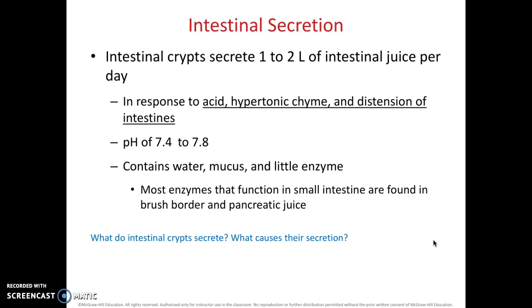So these intestinal crypts, remember those are where the bacteria, they help with bacteria. They also secrete intestinal juice, and this is in response to acid, hypertonic chyme, and the distension of the intestines. The intestinal juice is made up of water, mucus, and some enzymes. Most of the enzymes that function in the small intestine come from the brush border, which again, remember those are the microvilli, as well as pancreatic juice.